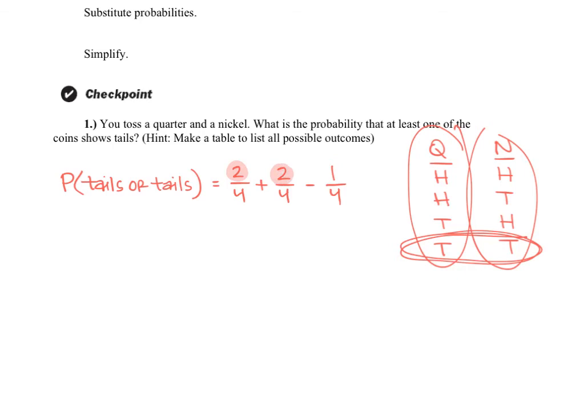Because this column was counted in the first probability and the second probability, I have to subtract the overlap so that the overlap isn't counted twice. So 2 plus 2 minus 1 is 3 out of 4, which is my final answer of the probability that at least one of them will be tails. So the key to overlap probability is you take the probability of each event and then subtract the overlapping outcomes.